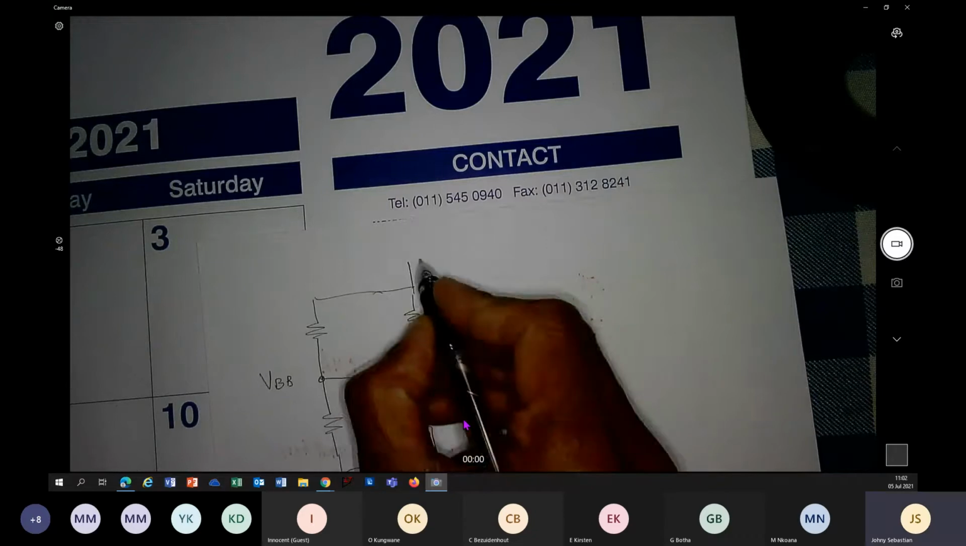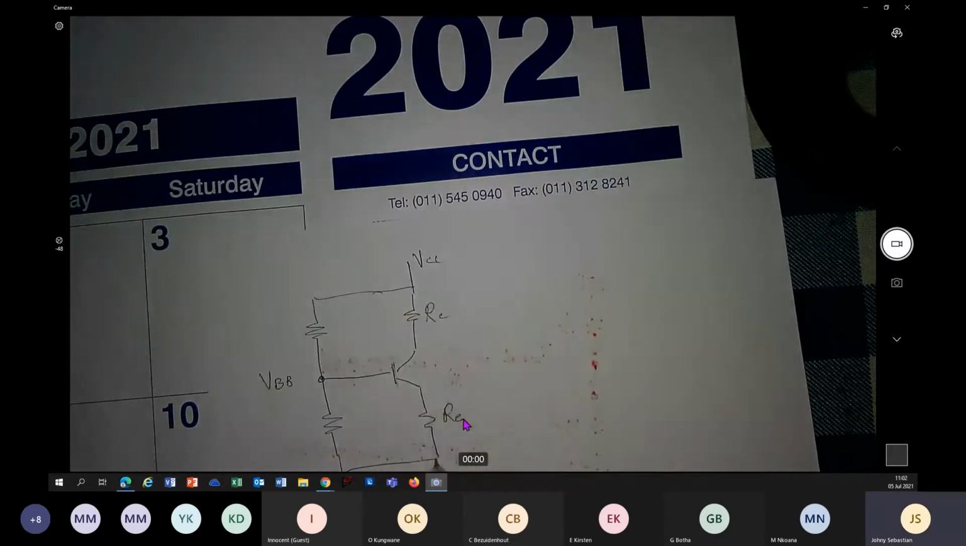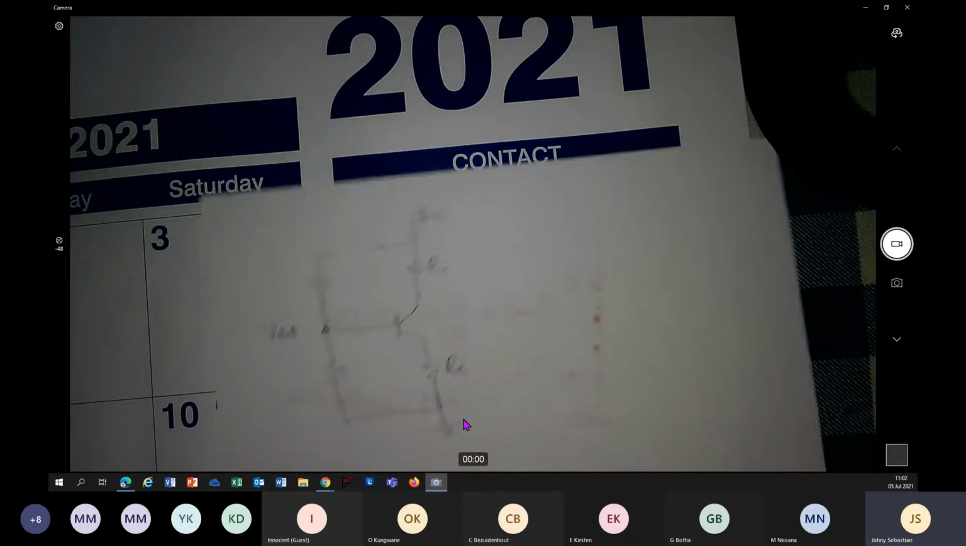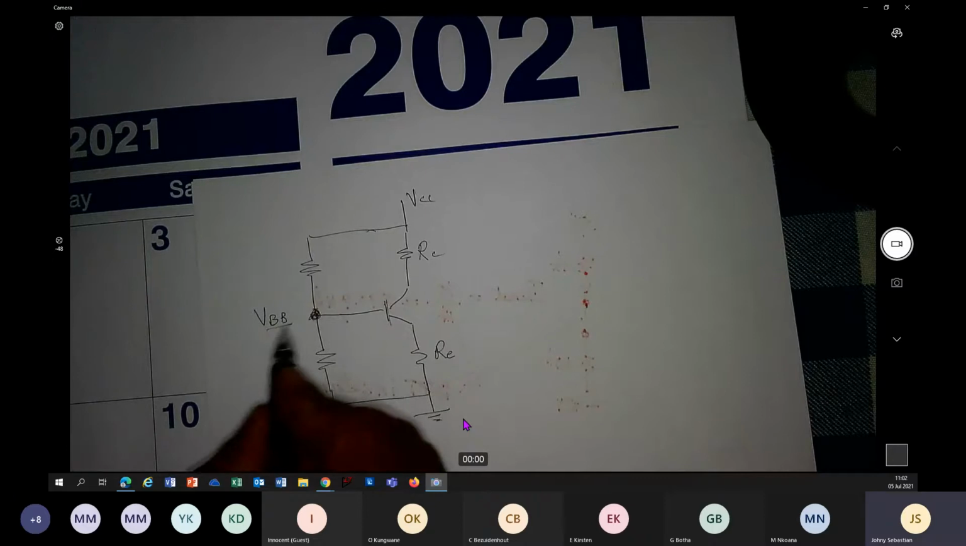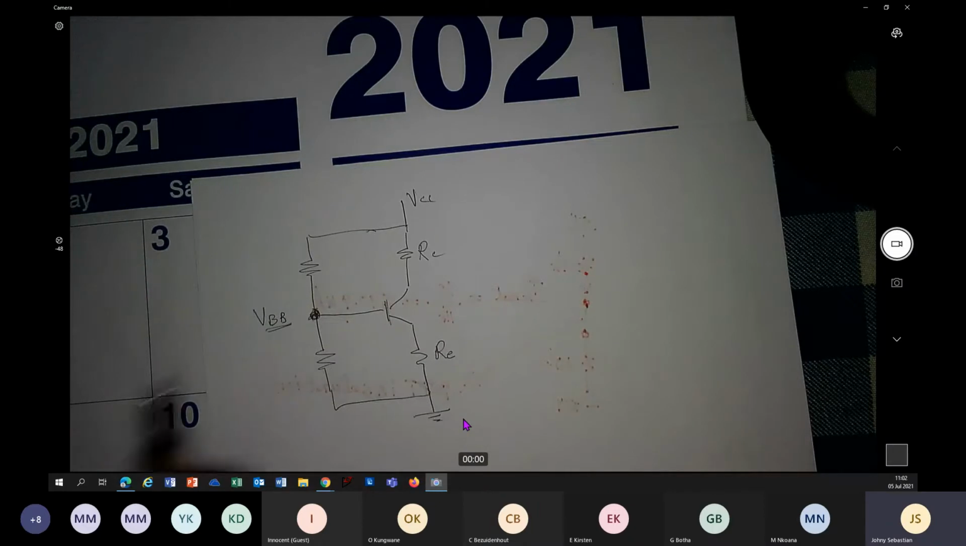That is your positive supply voltage. This could be a ground or even a negative supply voltage. And this voltage is what we are going to talk about. This is basically a Thevenin voltage. We will see that in detail soon.